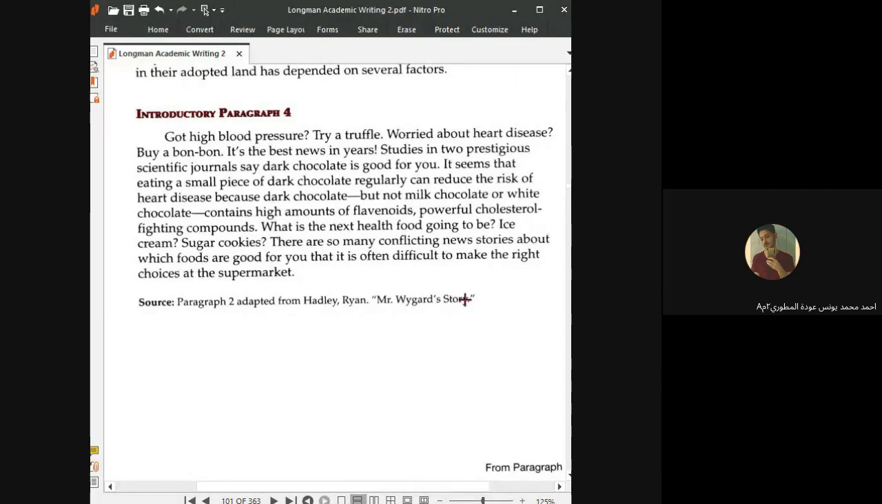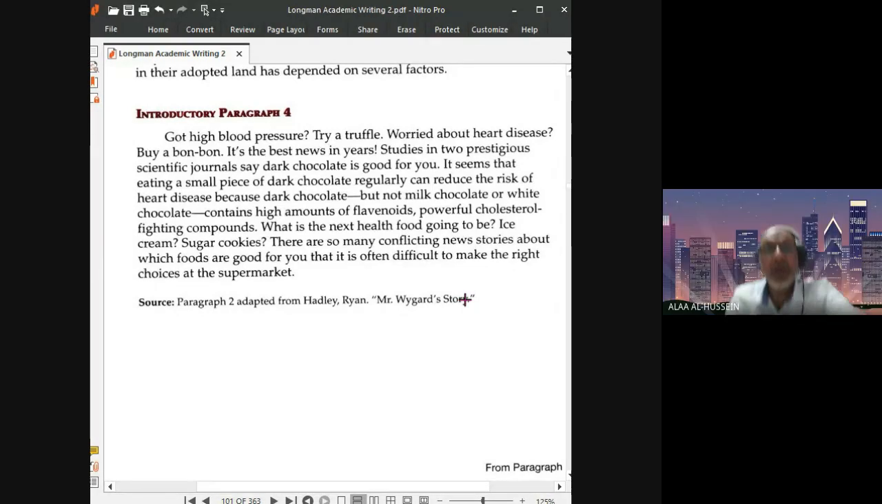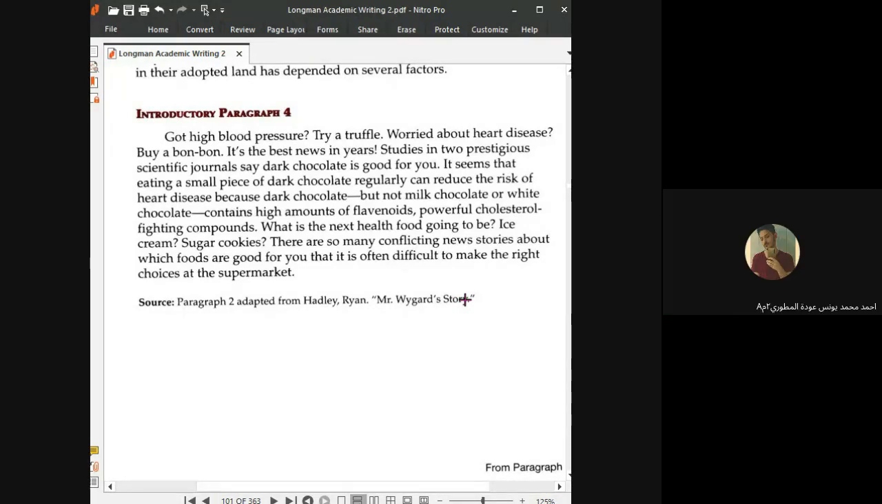Got high blood pressure? Try a truffle. Worried about heart disease? Buy a bar. It's the best news of the year. Studies in prestigious scientific journals say dark chocolate is good for you. It seems that eating a small piece of dark chocolate regularly can reduce the risk of heart disease because dark chocolate.